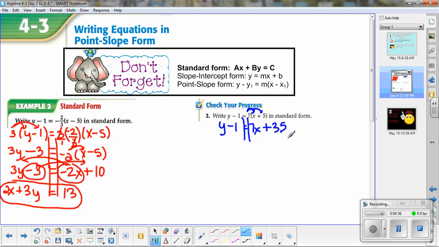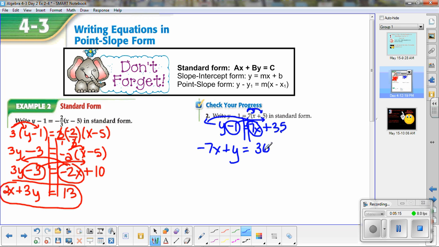Now, if I want to get this into standard form, I need the x and y together on the same side. So I can go ahead and move this 7x over to this side, and I can move this negative 1 over to the other side. So when I move this 7x over here, it's going to be negative 7x. And then I have a positive y here. This has been moved over. When I move it over, it becomes a positive 1. So 35 plus 1 is 36.